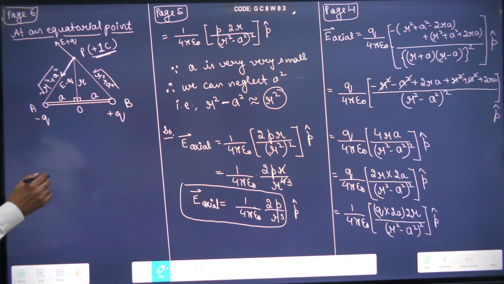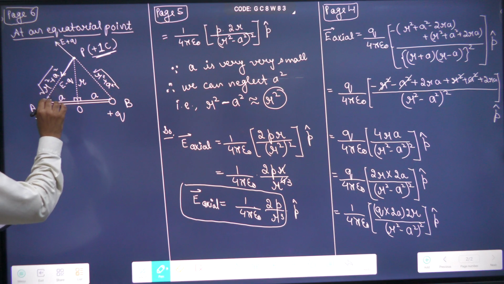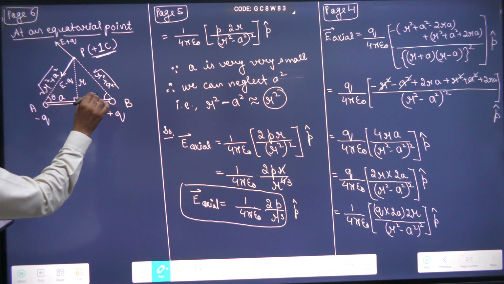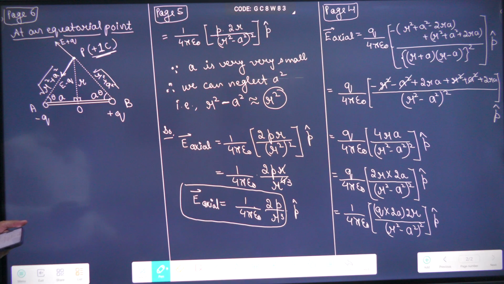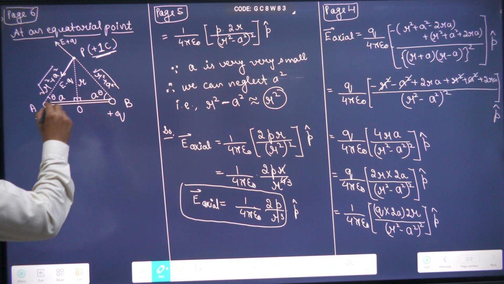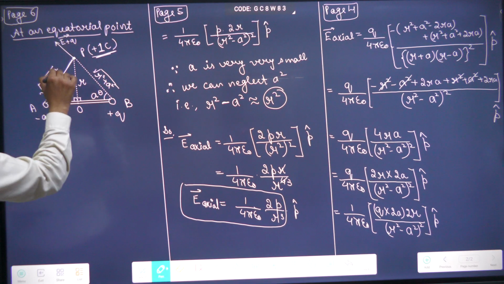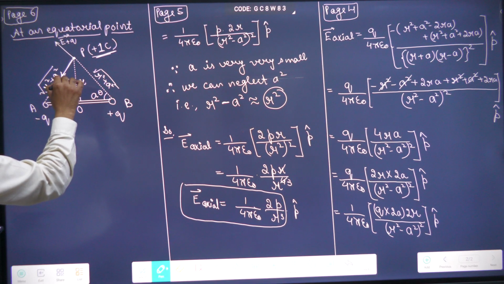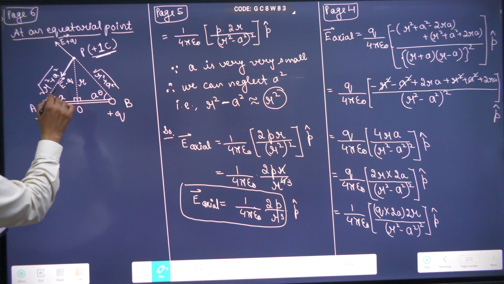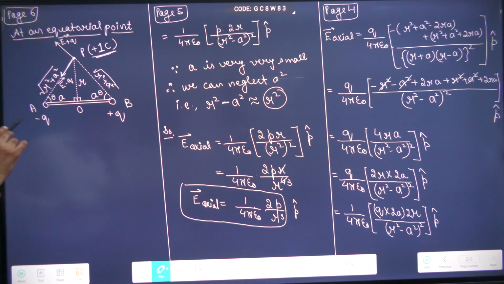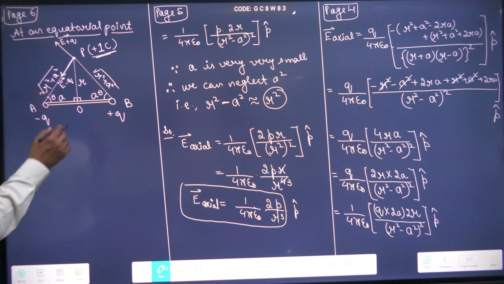All right. Now we have taken this angle as theta and this angle is also theta. So there are two vectors, E plus Q vector and E minus Q vector. Are you able to see it clearly? Yes, sir.